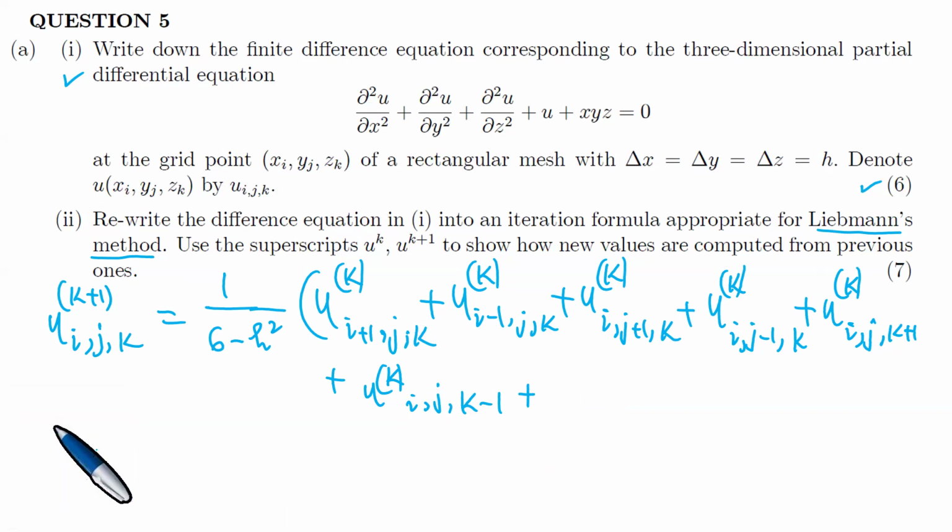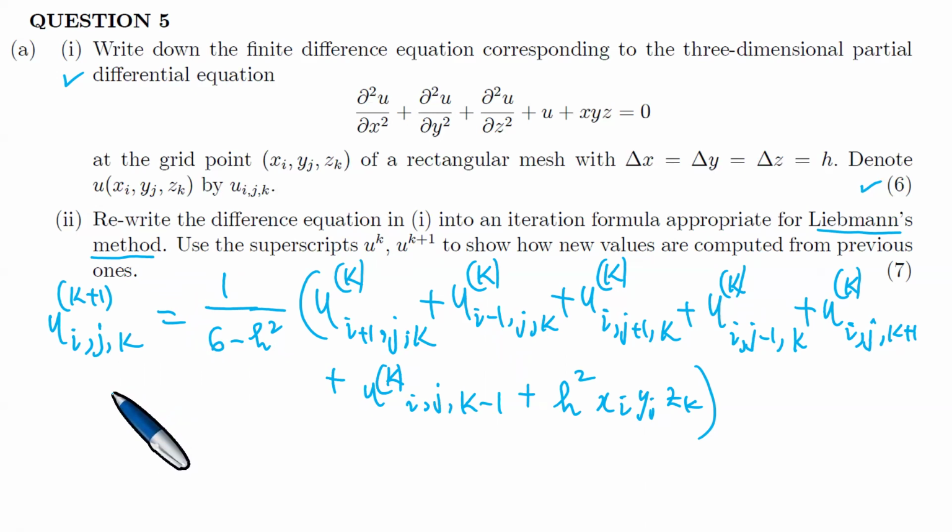Going to discuss this, please, in relation to the first difference equation we wrote for this second order partial differential equation. So we have h squared, x_i, y_j, z_k. Okay, so we continue. We're going on, but now we're looking at this presentation, which is what they want in this question. So we want to make sense of this and make sure that everything is okay. Rewrite the difference equation in Roman figure 1 into an iteration formula appropriate for Liebmann's method. Use the superscripts k and k+1 to show how new values are computed from previous ones.